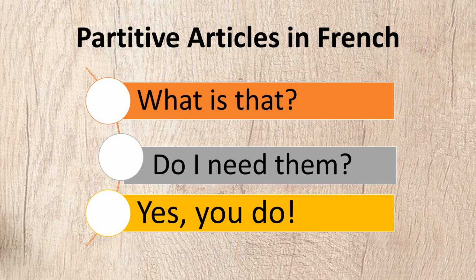Today we are looking at partitive articles. In other words, how to translate some in French. For example, you may want to say, I would like some cake. Partitive articles may sound scary, but this lesson is going to be easy peasy lemon squeezy.